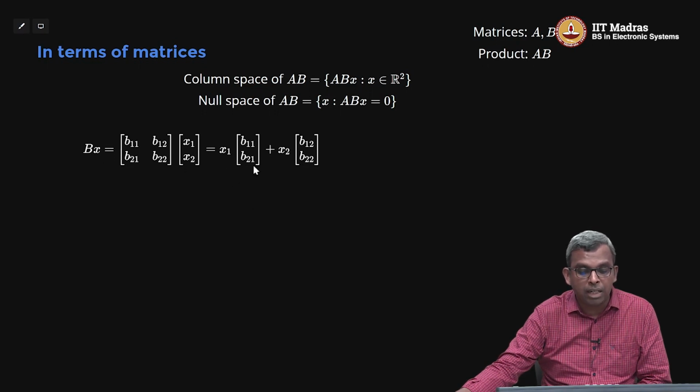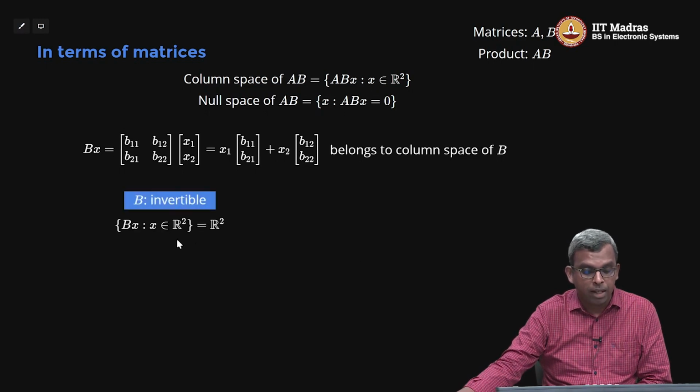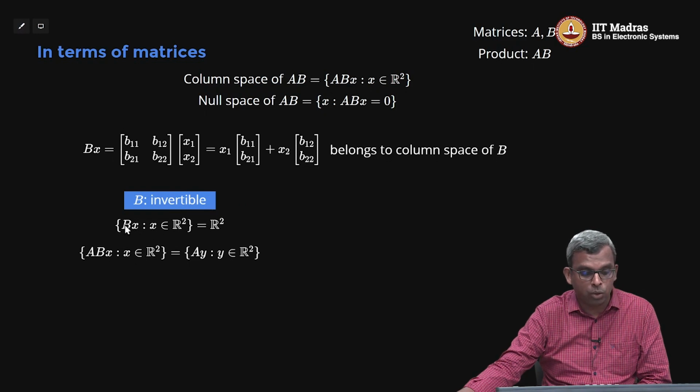Bx is actually a linear combination of the columns of B. So any Bx belongs to the column space of B. Okay, this is a very standard property of matrix multiplication. If B is invertible, the set of all Bx such that x is in R2 becomes R2. Okay. So the set of all ABx such that x is in R2, remember, when x goes through all R2, Bx is also R2. So it is the same as Ay such that y is in R2. So the column space of AB equals the column space of A when B is invertible.